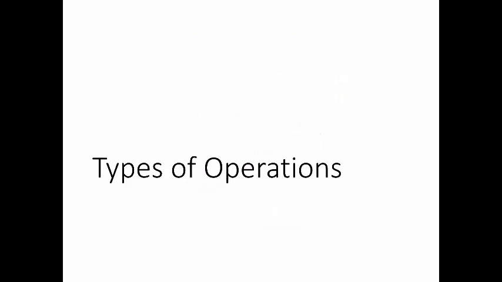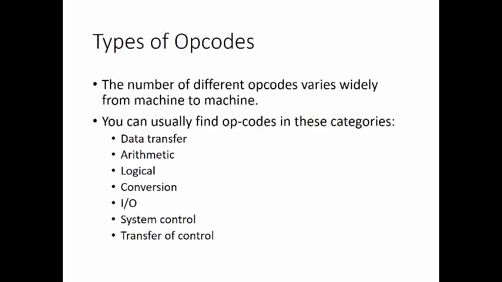And this corresponds to Chapter 12.4. There are a number of different opcodes, and these vary widely from machine to machine. You can usually find opcodes in categories related to data transfer, arithmetic, logical, conversion, I/O, system control, and transfer of control. And Table 12.3 lists the common instruction types in each category. It's pretty long, and the section provides a brief survey of each of the various types that are on this slide, together with a brief discussion of the actions taken by the processor.